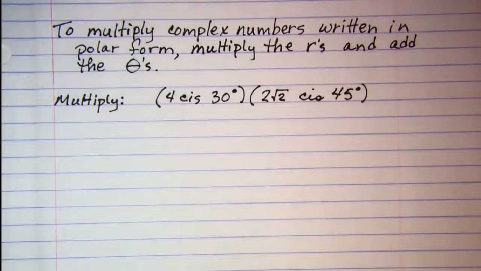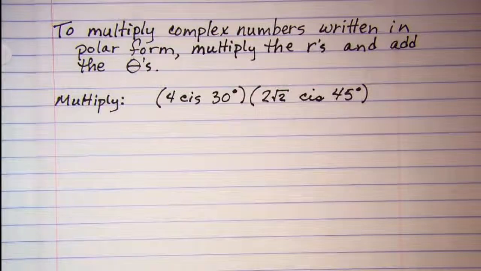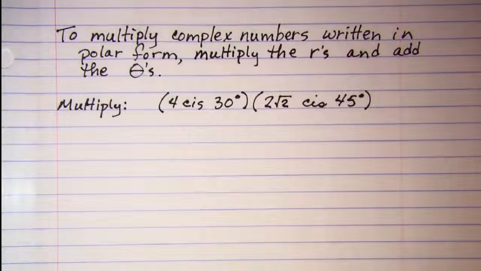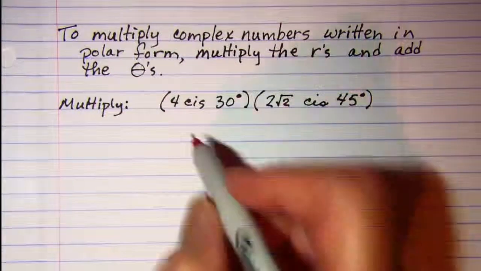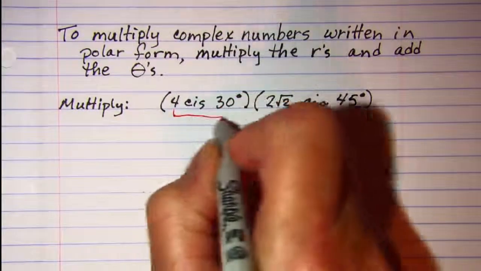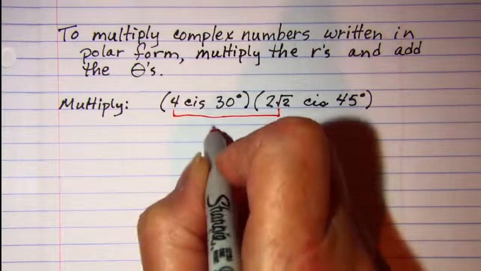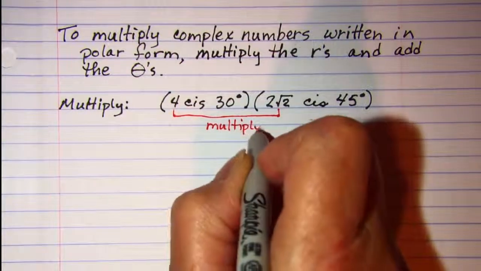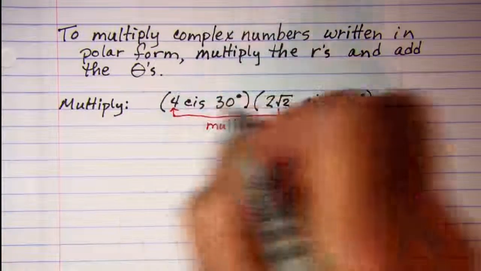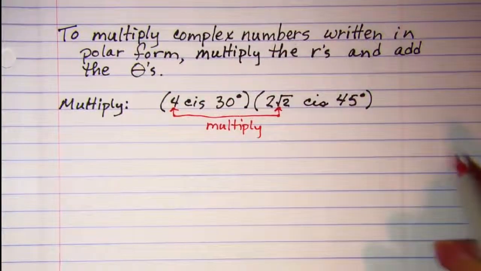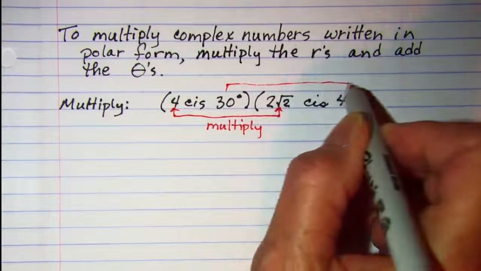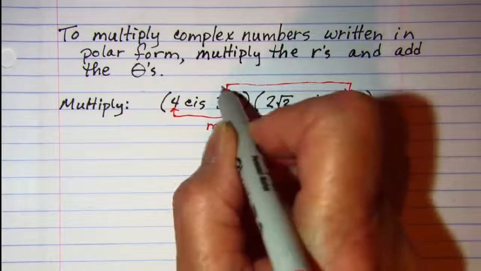Now, to multiply complex numbers written in polar form, you multiply the r's and add the thetas. So we're going to multiply these r values and we're going to add the thetas.